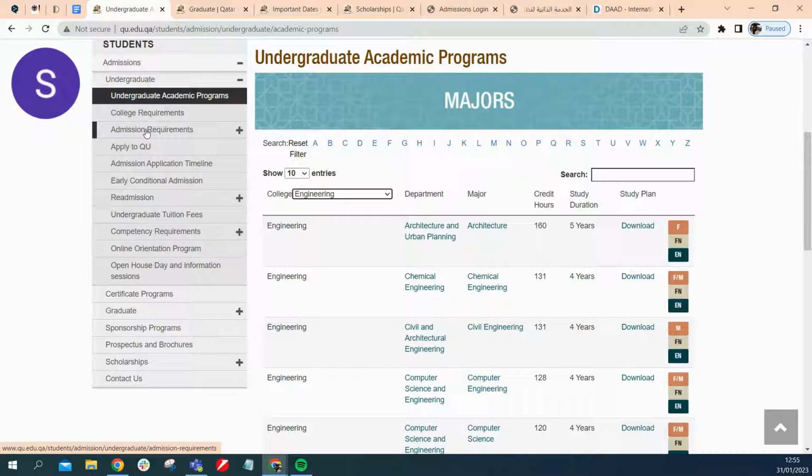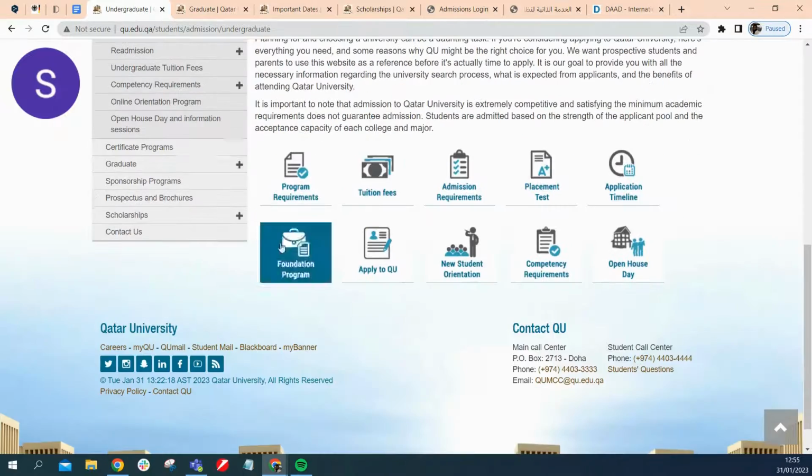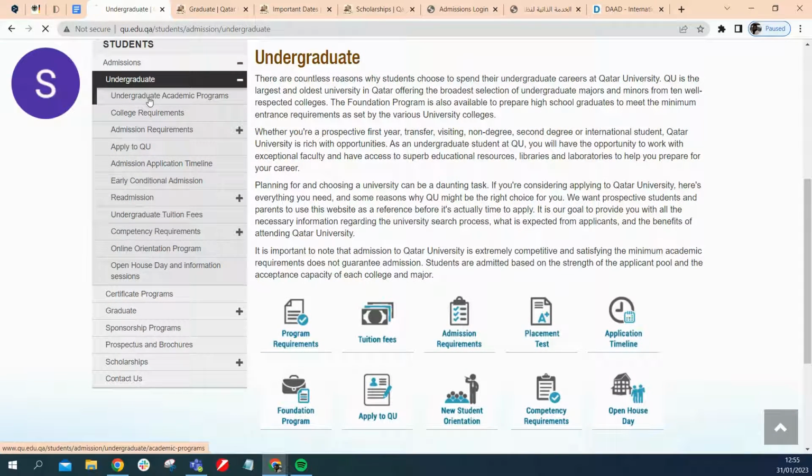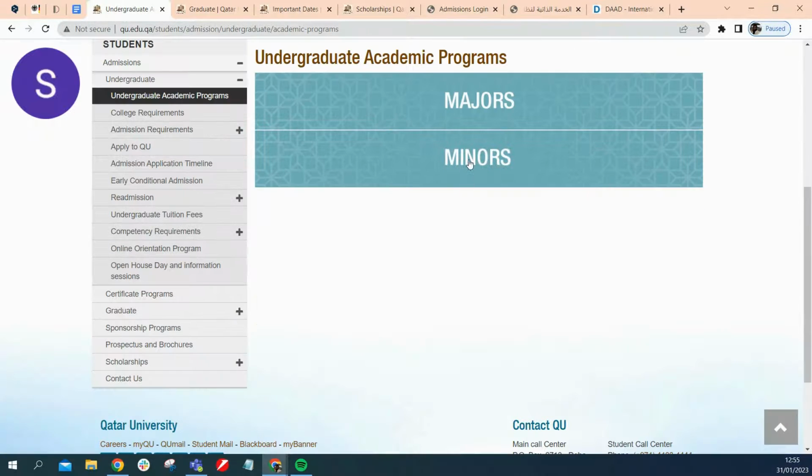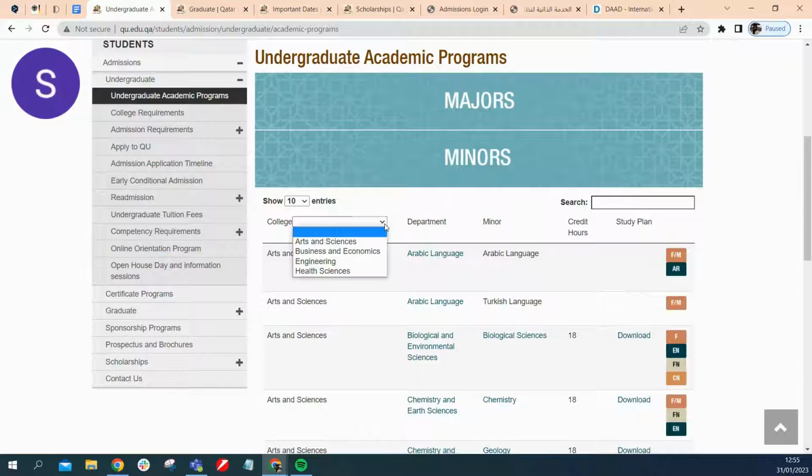I would also want to point out something when we go back. Okay, it also has minor. So I mean, basically, minor doesn't have much. It's just arts and sciences, business and economics, engineering and health. So it's just maybe some minor faculties there, yeah, but you will also check it out.